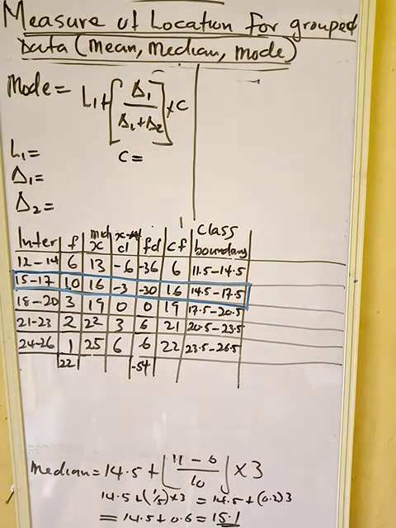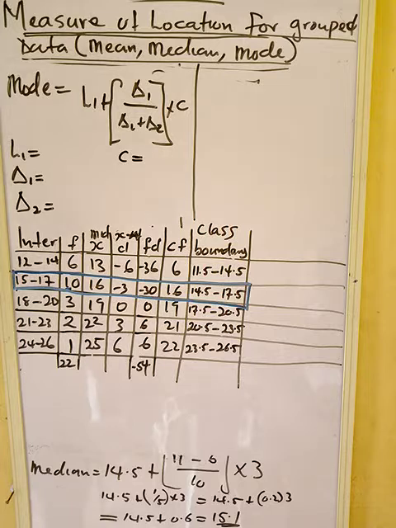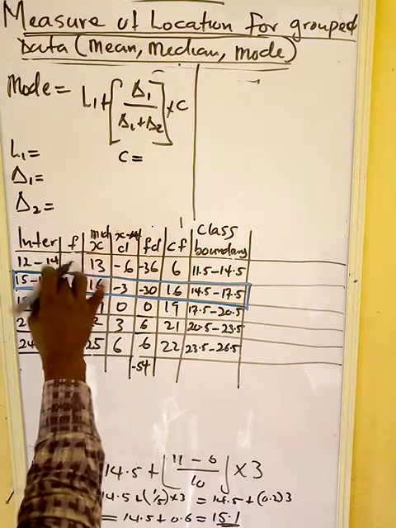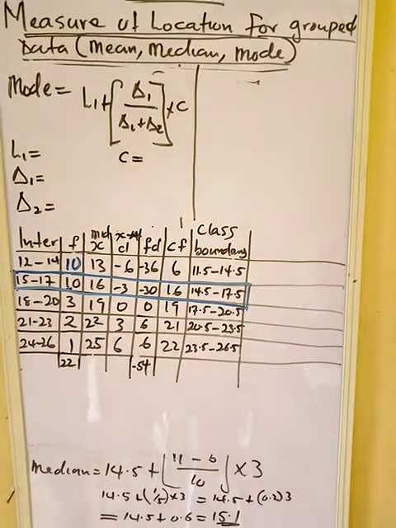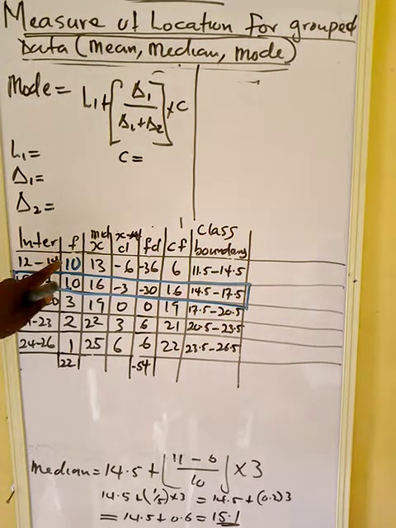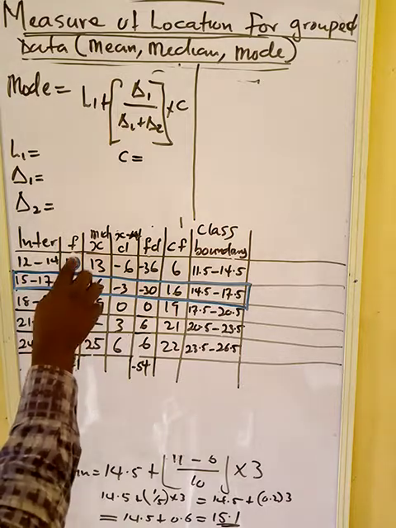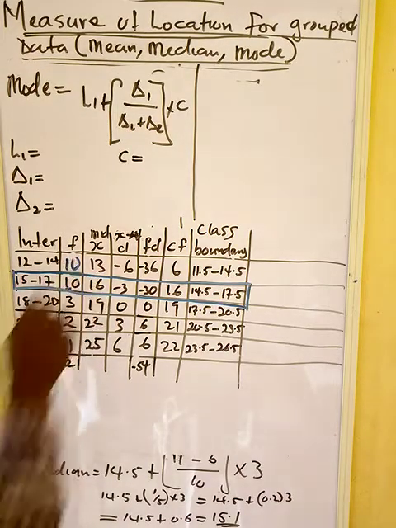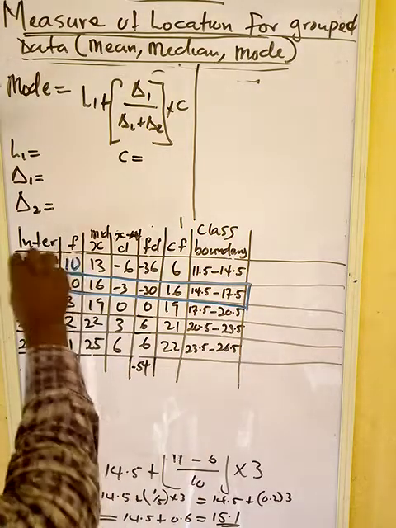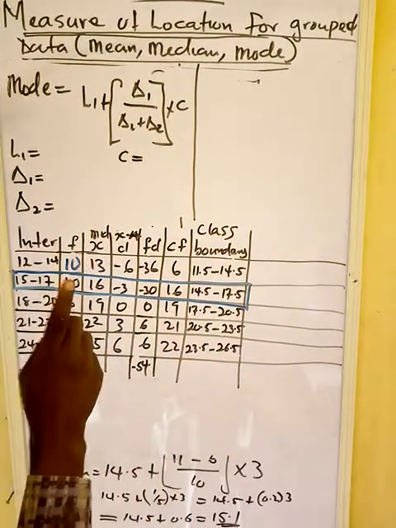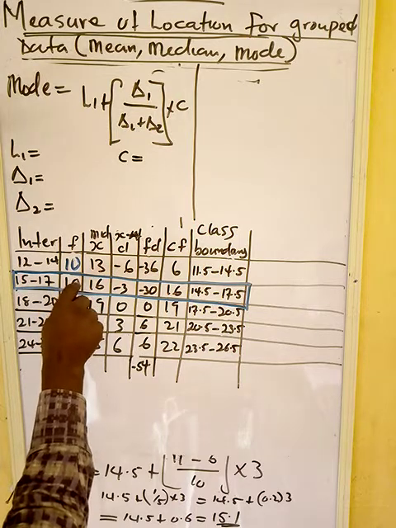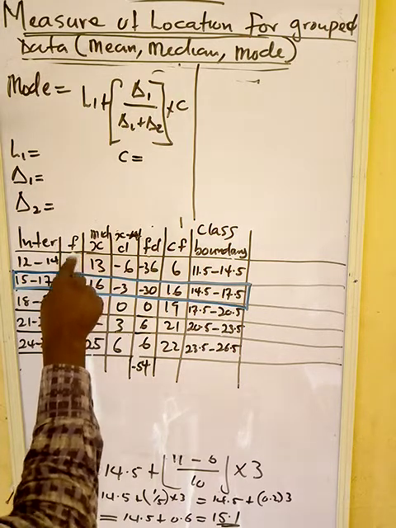Now I want to ask you a question, and you must take note of it. We said that the highest frequency is our modal class, right? What if we have two highest frequencies, 10 and 10? Then the first one that appears will be our modal class. So take note: if you have two equal highest frequencies, you choose the first one.